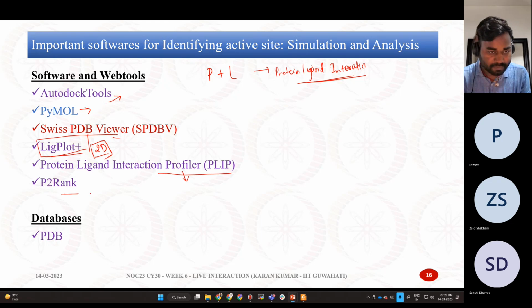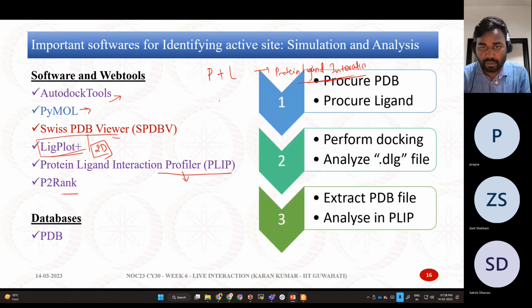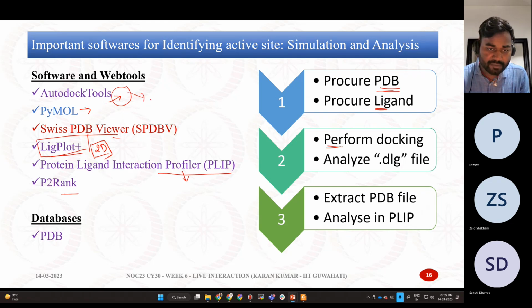Okay, so the docking protocol is how you perform a protein ligand docking or enzyme substrate docking. How do you do that? First you need to procure the PDB, the Protein Data Bank file of your protein. Then you have to procure the ligand molecule. Now you perform the docking using AutoDock Tools, and AutoDock will result in a DLG file, a .dlg file, and you analyze that DLG file.